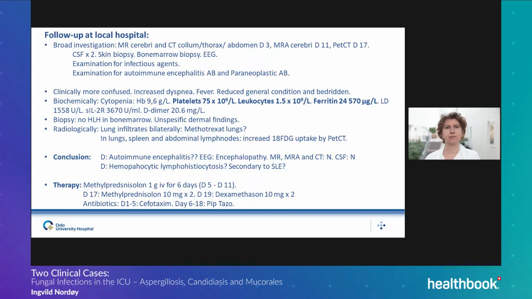While she was there, they saw that she got lung infiltrates, and she got her dyspnea, and that might, of course, be connected. And they wondered whether this was induced by the methotrexate that she had been getting the last 3 months. And on the PET CT scan, they saw uptake in the lungs, in the spleen, and in abdominal lymph nodes. They couldn't really say if this was just reactive or if this was some kind of malignancy. Next, please.